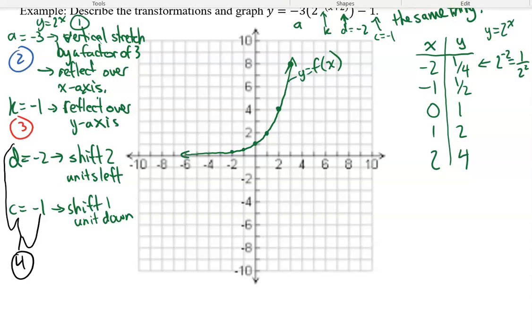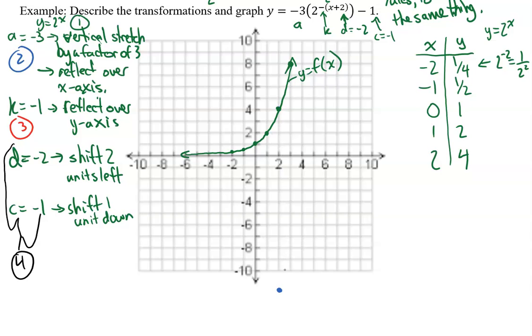So then what we're going to do is we're applying the a value of -3, meaning we're going to vertically stretch it by a factor of 3. So 4 is going to become 12, but then we're also reflecting it over the x-axis. So 4 isn't just going to become 12, it's going to become -12. So the y value that was 4 becomes -12.